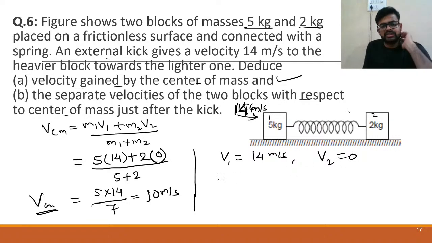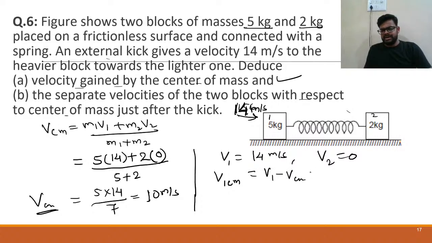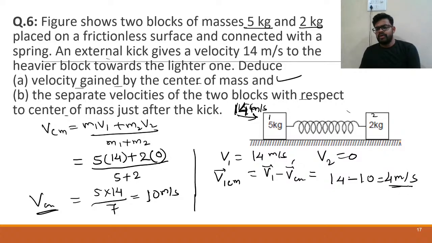Now the question is asking to find v1 cm, the velocity of 1 with respect to center of mass. So we can write velocity of 1 minus velocity of center of mass. Let us put the value: V1 is 14 minus VCM, which is 10. So we are getting 4 meter per second. So the velocity of the first block with respect to center of mass is 4 meter per second.